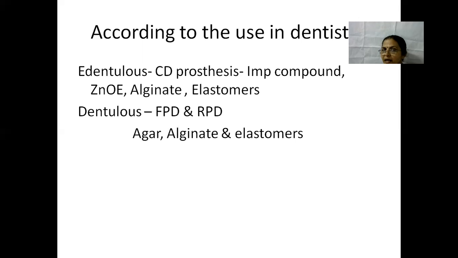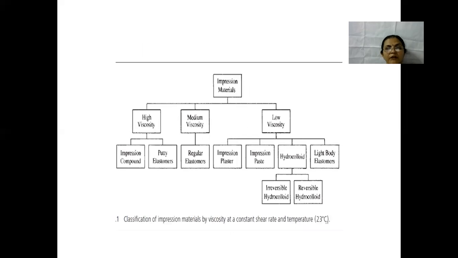According to the use by the dentist, for edentulous mouths, which is used for making complete denture prostheses, you use impression compound, zinc oxide eugenol, alginate, and elastomers. And for a dentulous mouth, used for making fixed partial dentures and removable partial dentures, you use agar, alginate, and elastomers. So roughly you can have a classification like this.